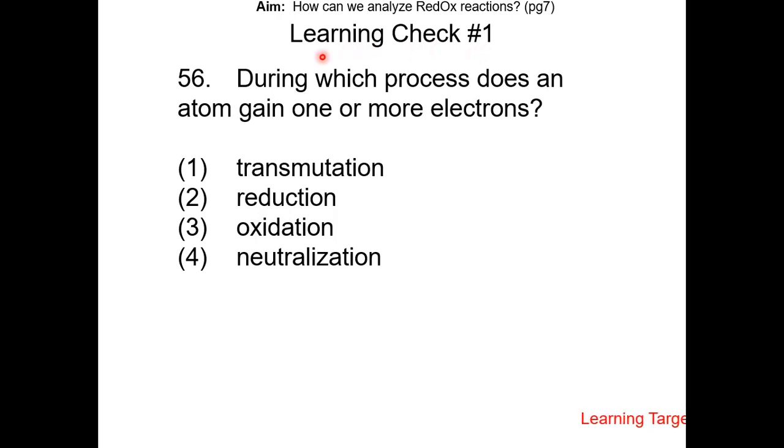Learning check number 1: during which process does an atom gain 1 or more electrons? Pause the video and resume as completed. The answer is choice 2, reduction.